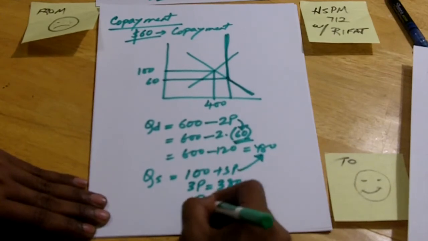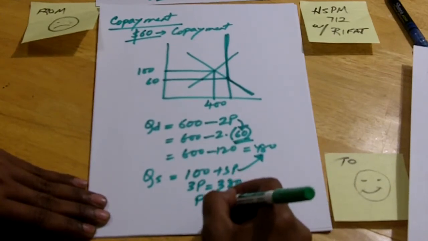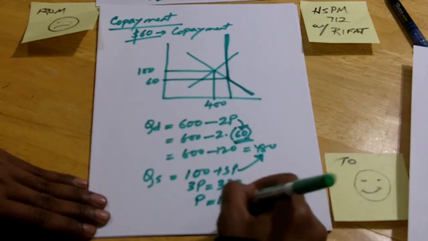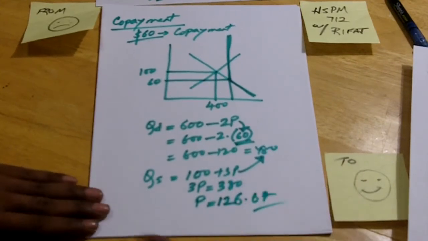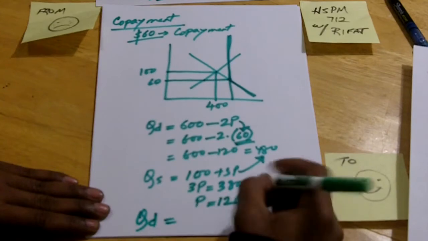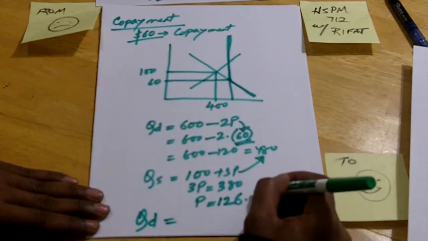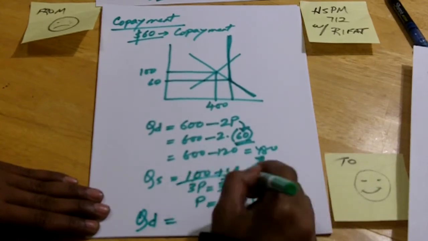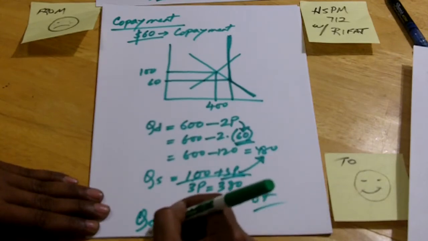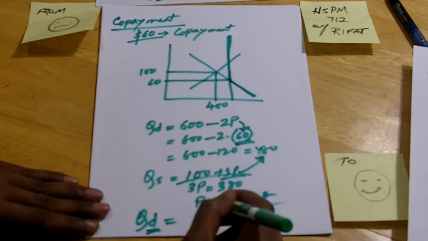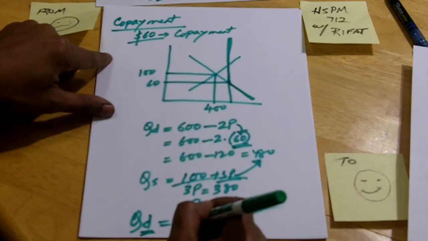And if we solve, this will be 126.67. So for QD, we have to plug this into this equation, and we will find the quantity demanded at this price, at this $60 co-payment.